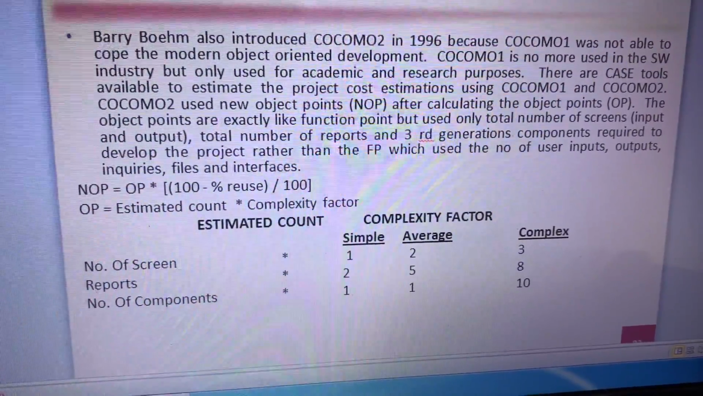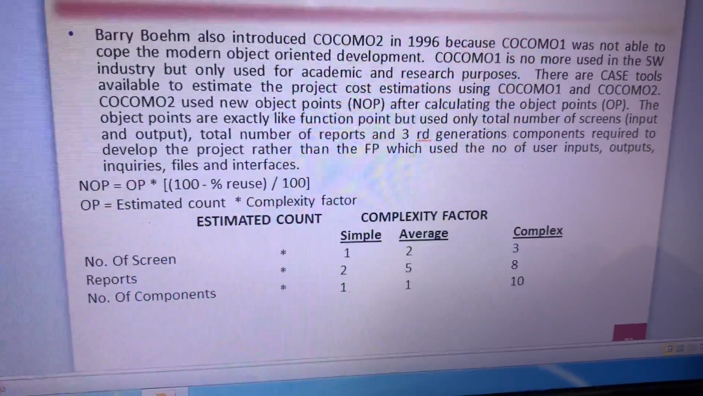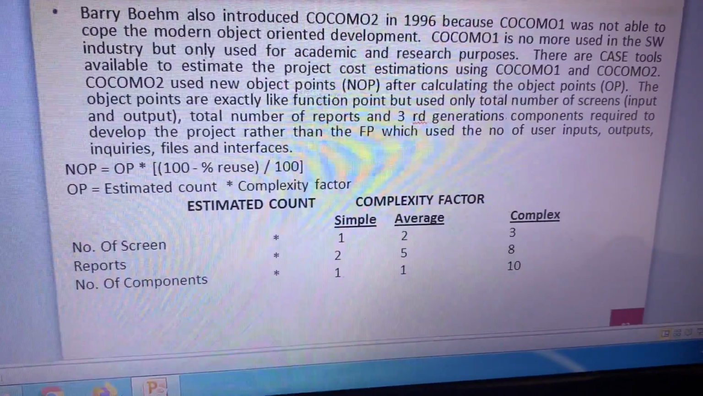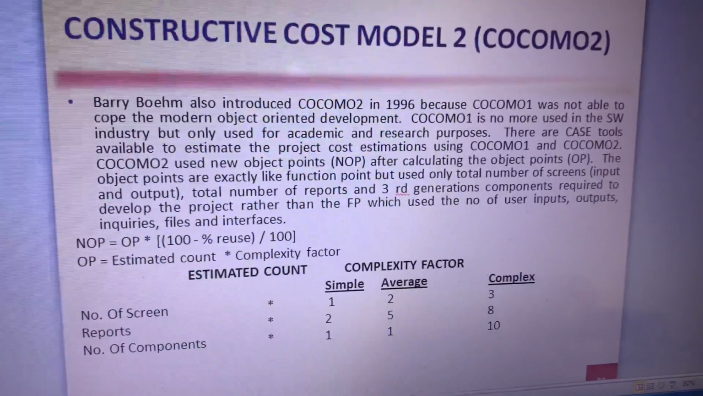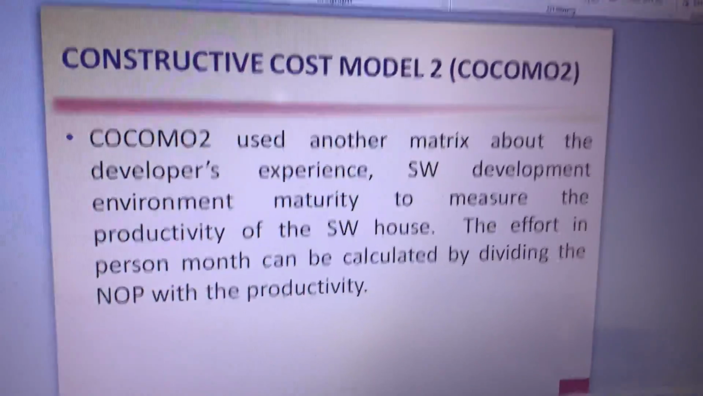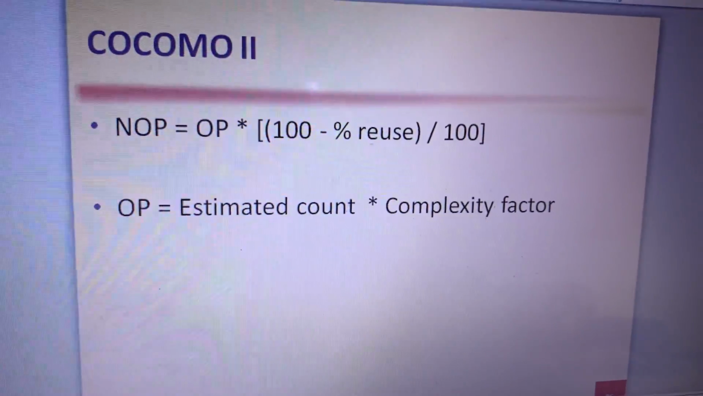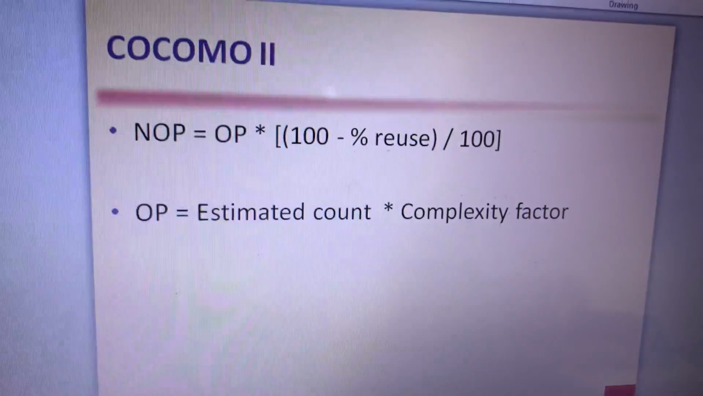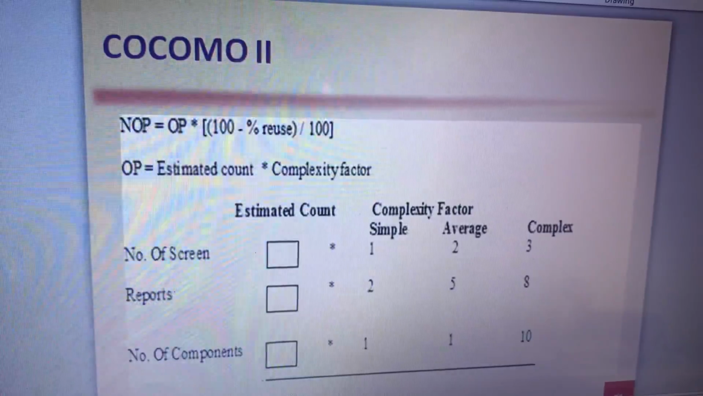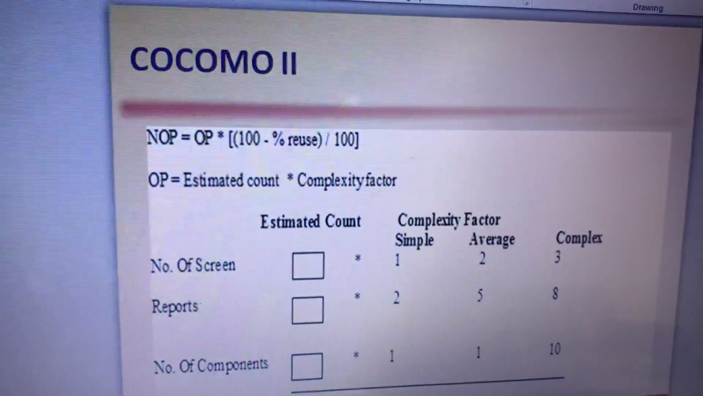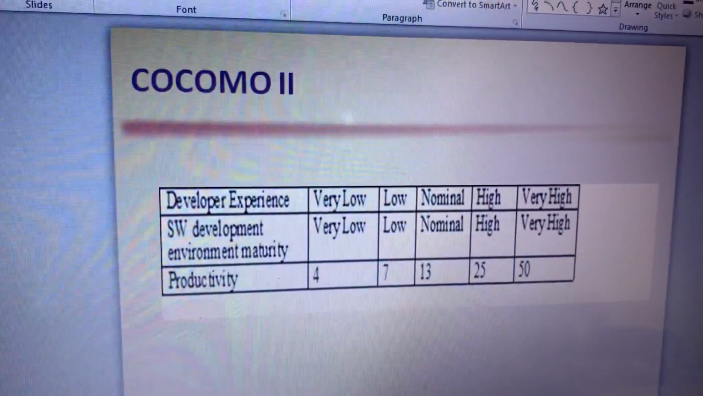ORP, so O plus 4 into R plus P divided by 6, you have EC, average count, estimated count, and then you multiply with the type of project, the nature of project. That's the COCOMO 2. So we have NOP, new object point, OP multiplied by 100 minus percentage reuse divided by 100. So this is, we have EC multiplied by the complexity factor.